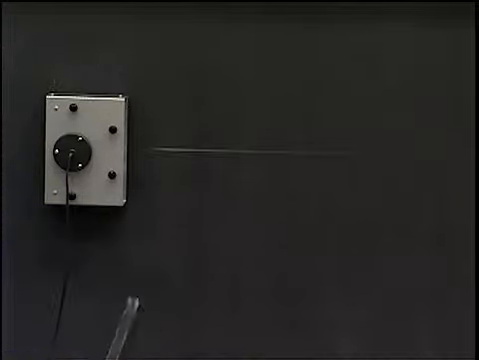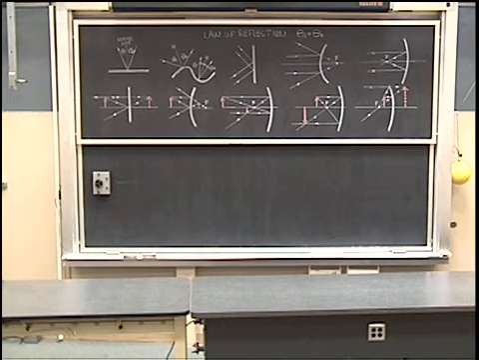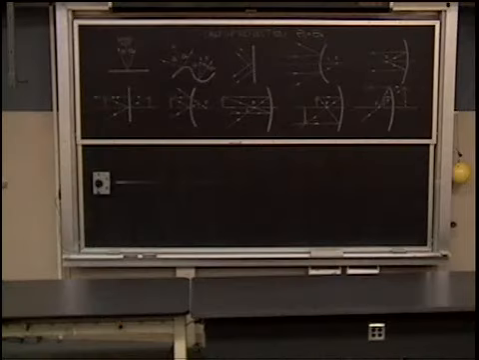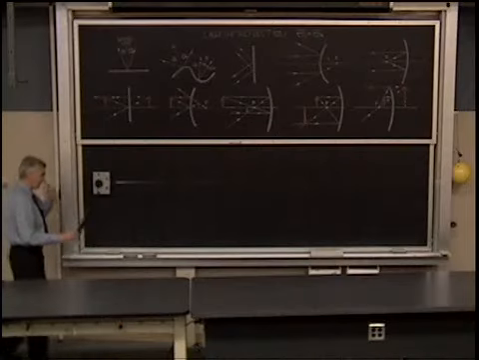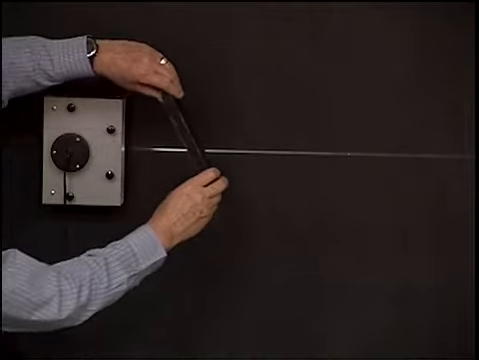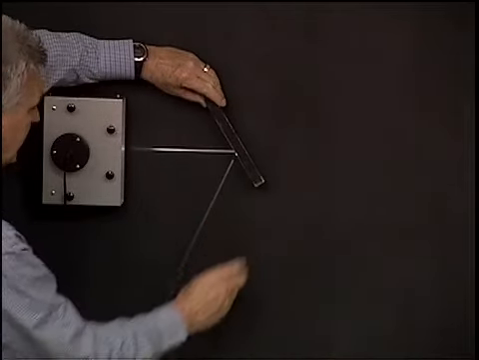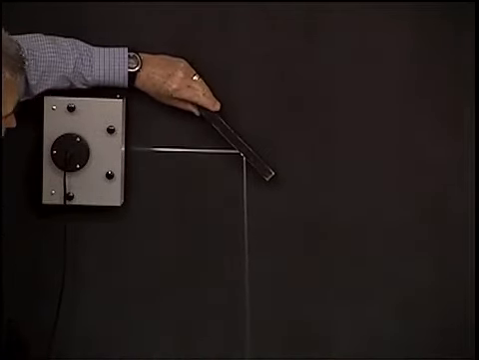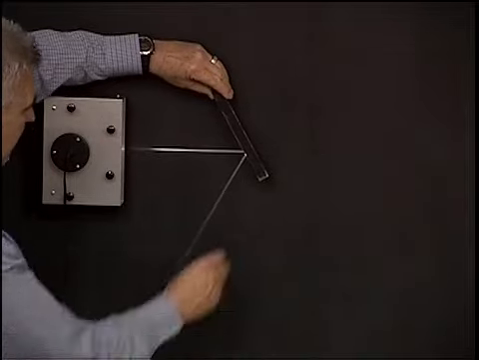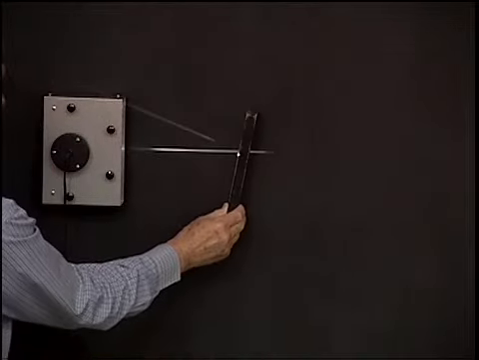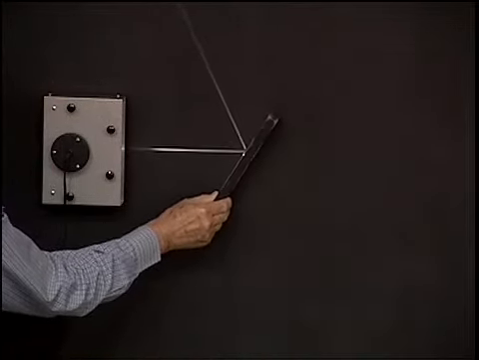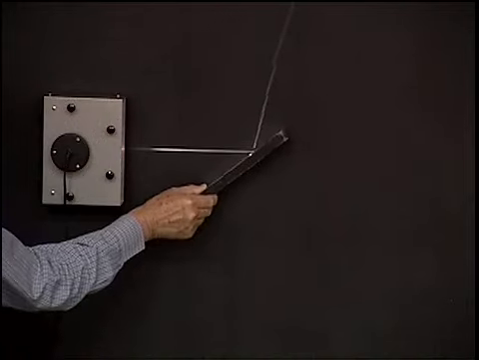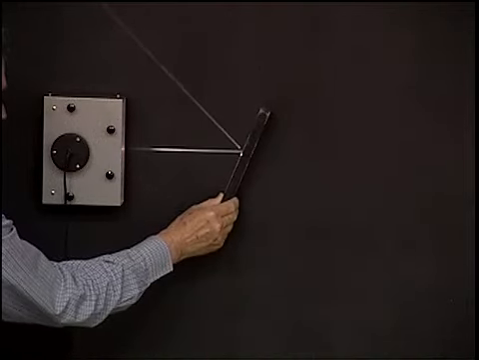To do that, I'm going to turn the lights down just a little bit here. Hopefully you'll still be able to see the mirror as well as the light beam. I'm going to bring up this plane mirror, and we're going to see that the angle of incidence is equal to the angle of reflection. No matter what the orientation of the mirror, angle of incidence is equal to angle of reflection.